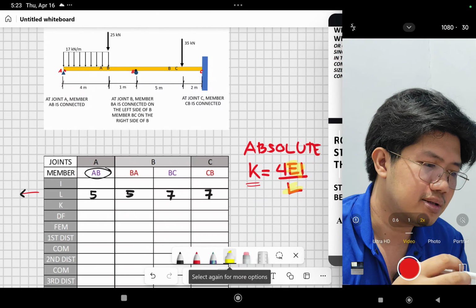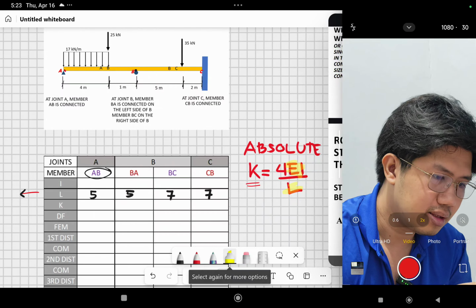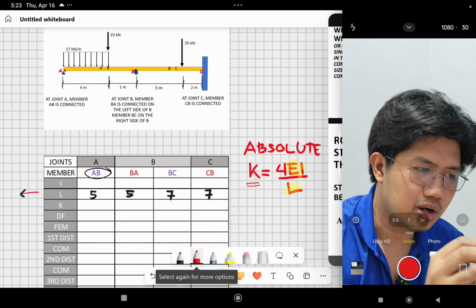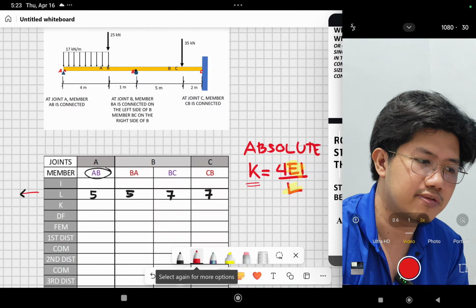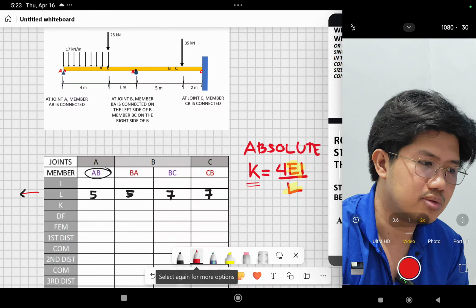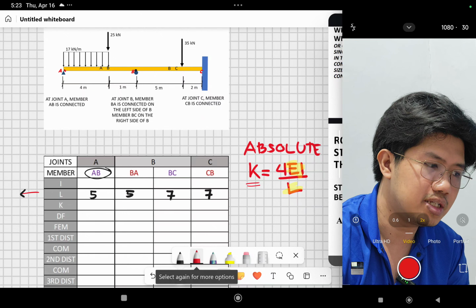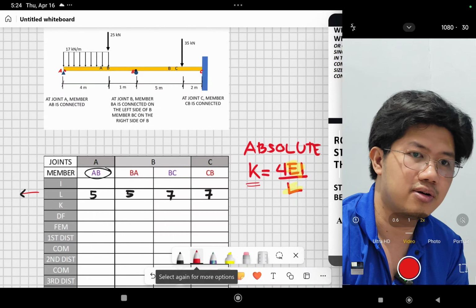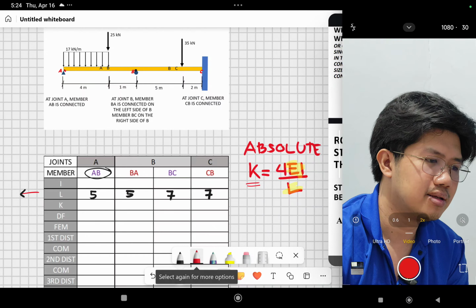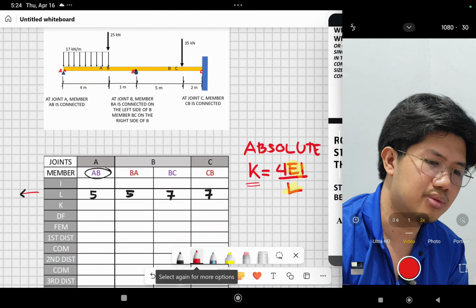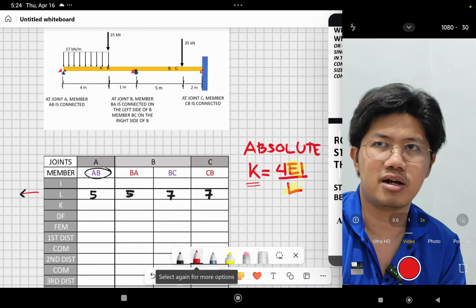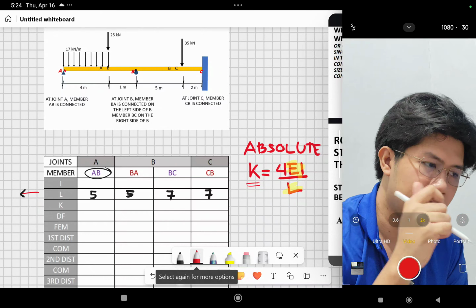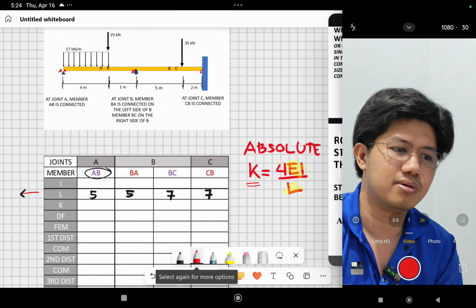Okay, as you can see, yung isa mas mahaba, yung isa mas maikli. So, which one is stiffer, more stiff between these two? As you can see, mas stiff si AB kasi it has smaller L, or mas maliit yung length niya. And then si BC is more or less stiff, or parang papunta na siya sa wobbly phase, no? Yung lumalambot na siya dahil lumalaki yung length.